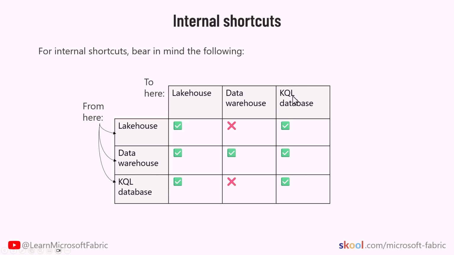So you can shortcut anything into a KQL database. But with the data warehouse, you can't shortcut a lakehouse table into a data warehouse, and you can't shortcut a KQL database table into the data warehouse either. Now, in the middle here, I put a green tick, although it's not really a shortcut, but you can do cross-warehouse queries, which act like a shortcut. So you can connect 2 or 3 different warehouses together, and it acts a bit like a shortcut. So that's why I put a green tick in that middle box there. So that's something to bear in mind.